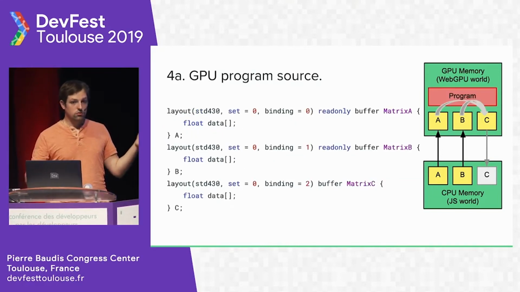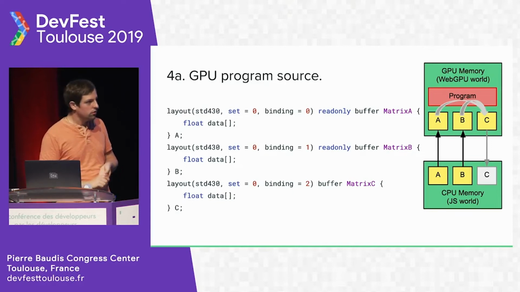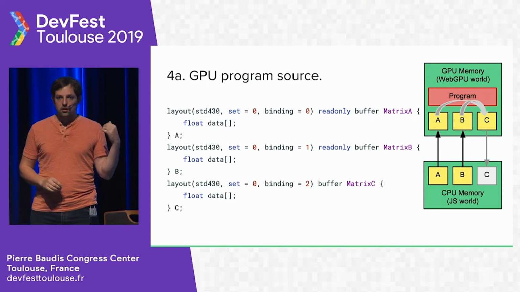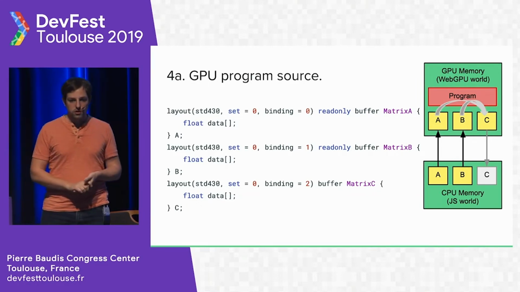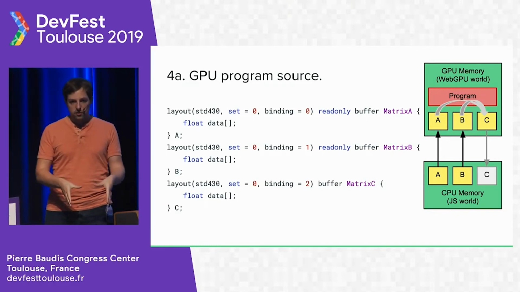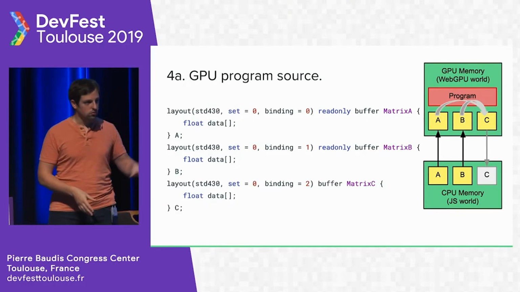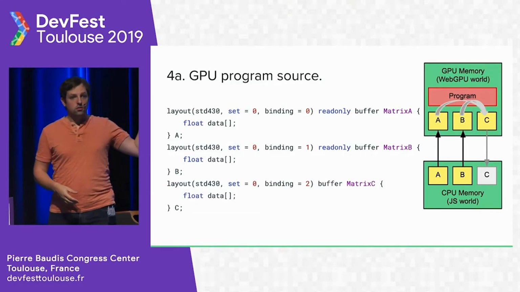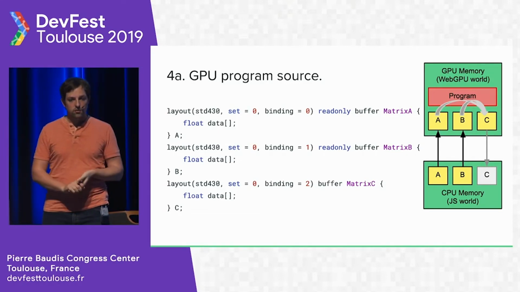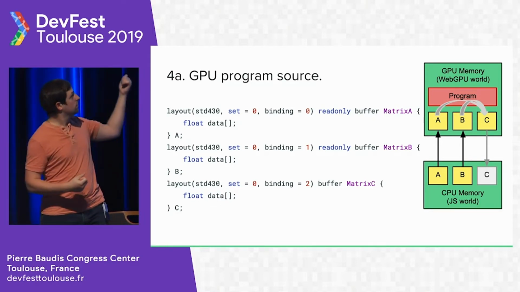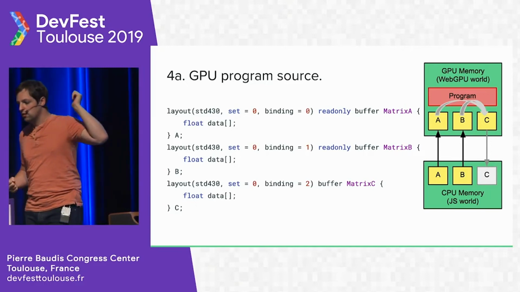Then we need to write the GPU program that is going to do the matrix multiplication. So this example here is using GLSL, but there are different programming languages that could be used, and the WebGPU standard has not yet settled on exactly which shading language it should use. So for this example, I'm going to use GLSL. This is the declaration of the interface of the program. So it says which resources the program is going to use. And in this case, we see we have our three matrices.